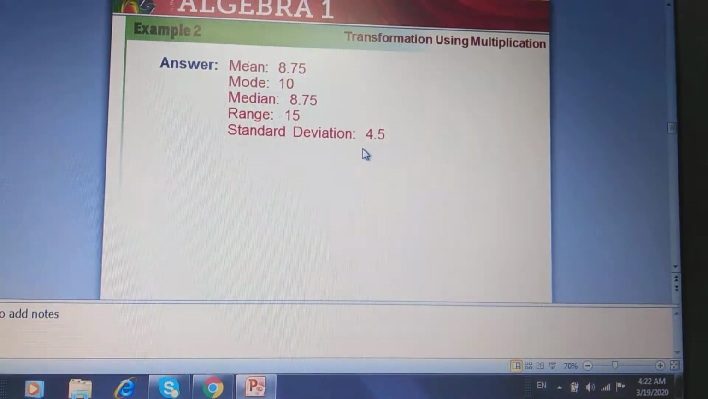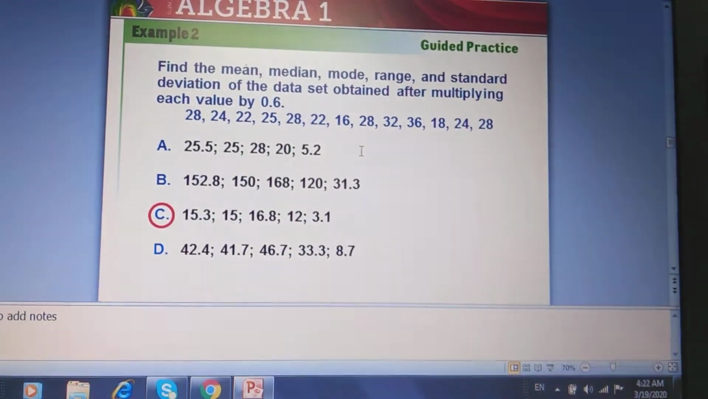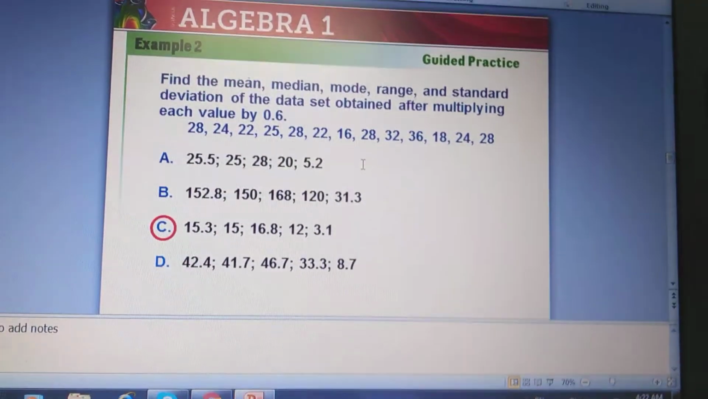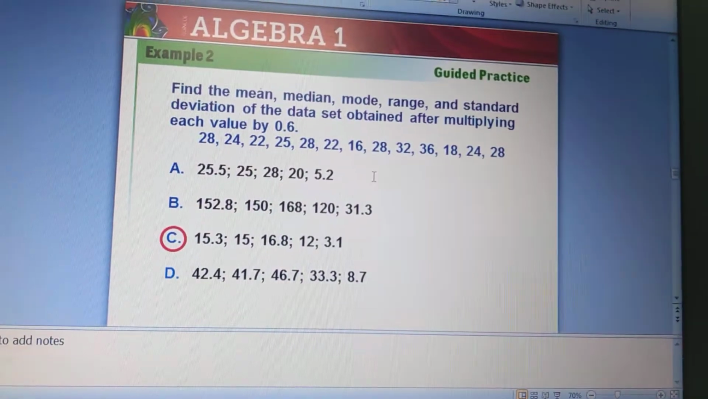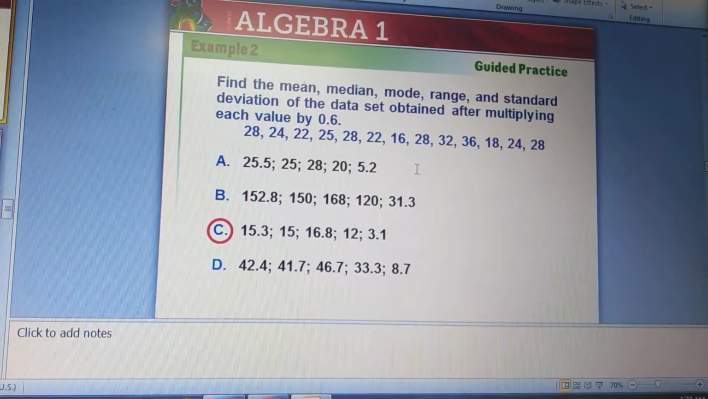Here are the answers. This is a solved example, but of course, boys, try to solve it by yourself.